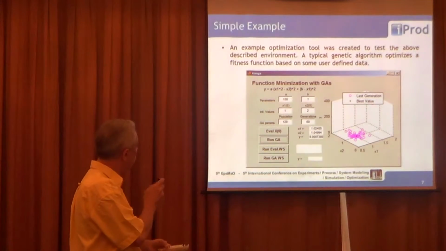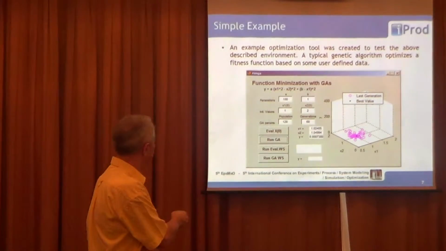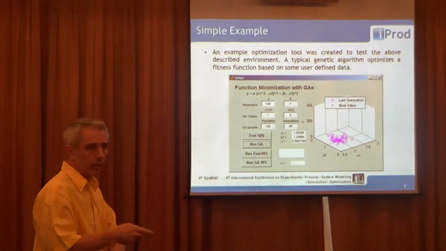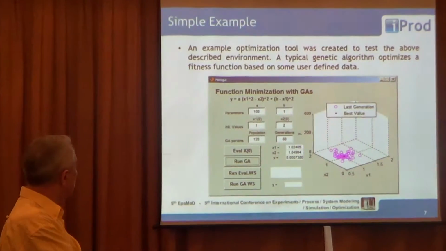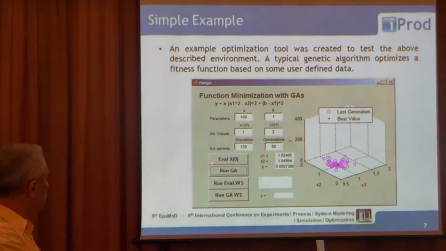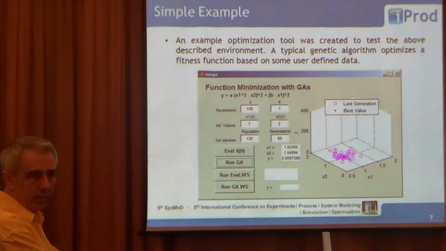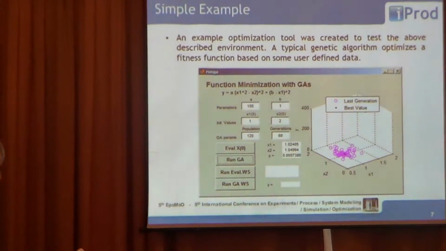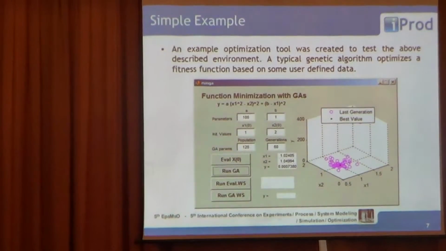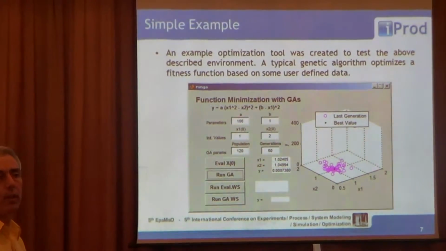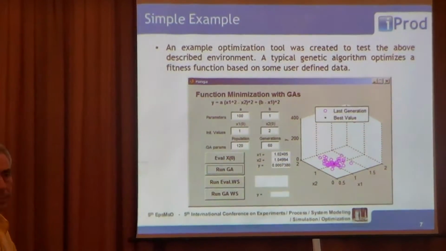For example, this was a small test. We were playing with simple cases just to minimize the function, and we could do it locally and through a web service. We receive the same results. What was the difference? In the results, nothing. The difference was the time.